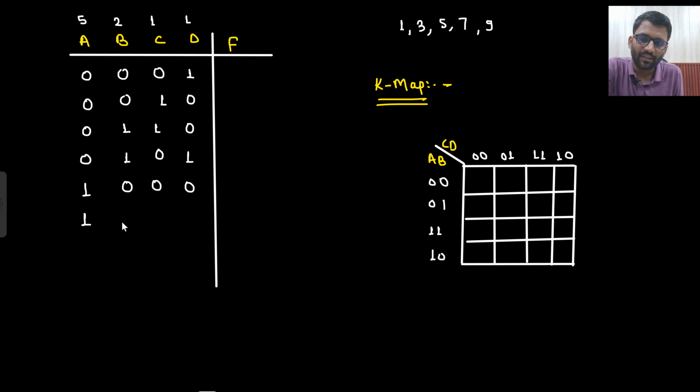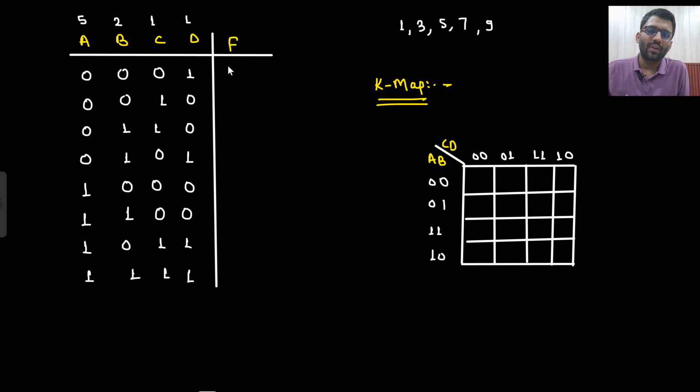How can I get 7? So 1, 1, 0, 0. 5 plus 2 is 7. There is another way: 1, 0, 1, 1. How can I get 9? 5 plus 2 is 7, 8, 9. So 1, 1, 1, 1.